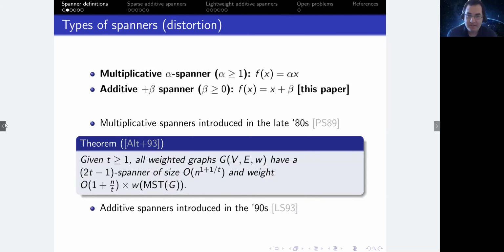A brief history about spanners. Multiplicative spanners were the first type of spanner, introduced in the late 1980s by Peleg and Schäffer. Then a few years later, the following seminal result was proven: for all integers t greater than or equal to 1, every weighted graph G has a 2t minus 1 spanner with size roughly n to the 1 plus 1 over t, which turns out to be optimal assuming a girth conjecture by Erdős. Then additive spanners were introduced in the late 90s, and there's been a wide field of research involving both of these types of spanners.